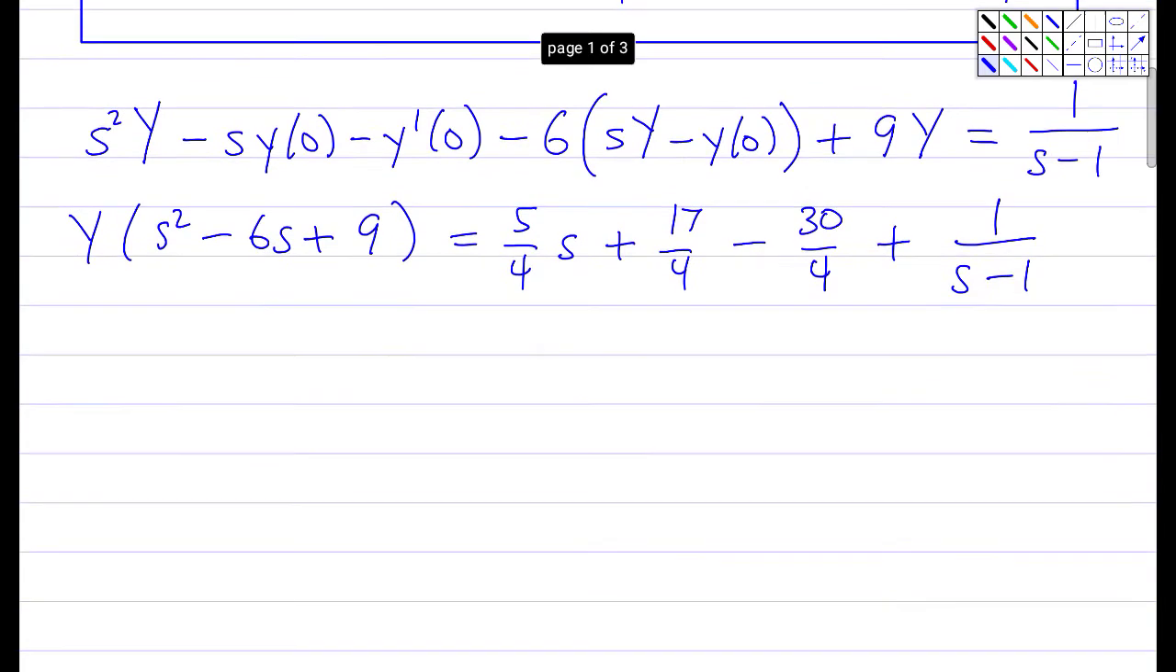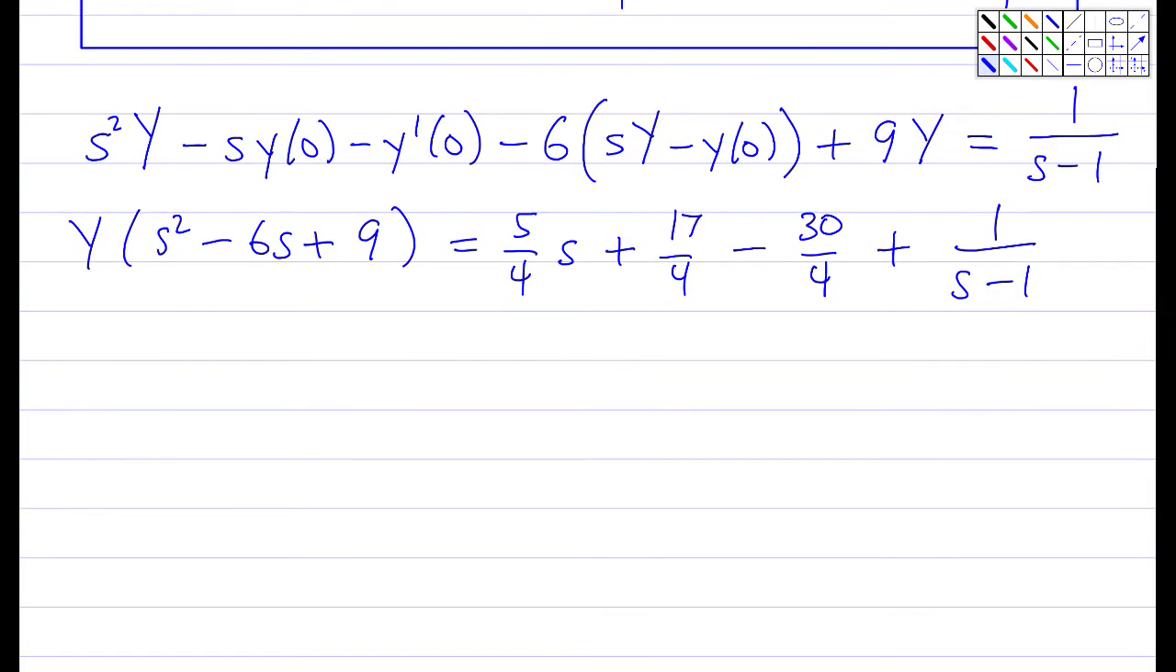Well, first thing to note, this thing right here is really s minus 3 quantity squared. That's what this thing is. So I'm going to divide both sides of this equation by s minus 3 quantity squared. That's going to give me Y by itself, which is kind of nice.